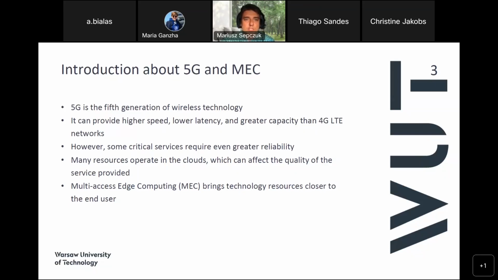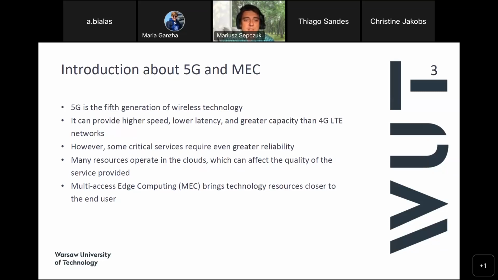Of course, in the context of 5G, we have many industries that can use these 5G features to work properly, and some of them are more critical and require mandatory fulfillment of these strict 5G requirements. Currently, many resources are located in the cloud, and this may raise some doubts about successfully fulfilling these critical service requirements. And thus, a combination of 5G and MEC can be considered.